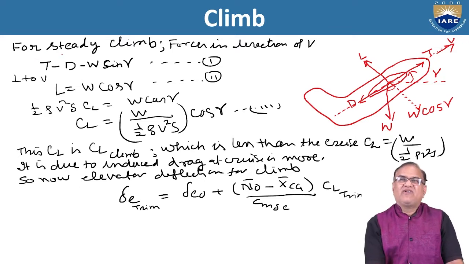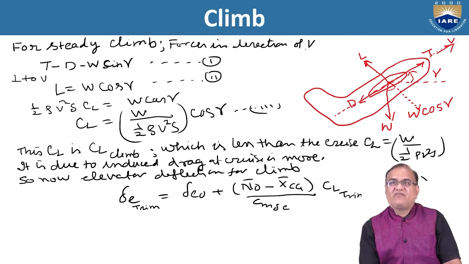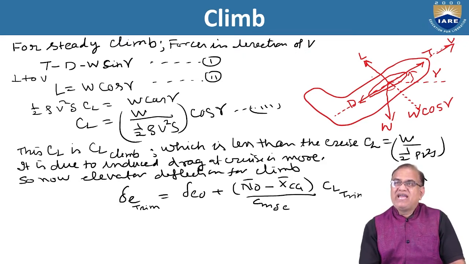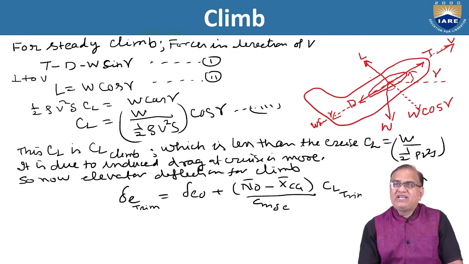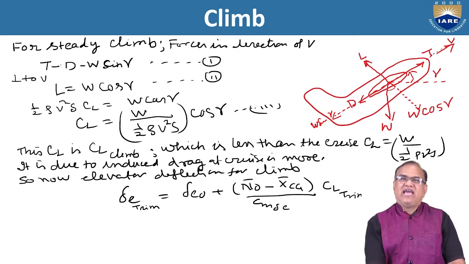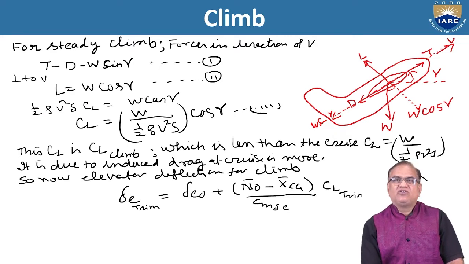For a steady climb, the force in the direction of the velocity V is T minus D minus W sin gamma, since W sin gamma also acts in this direction. And for the vertical forces, lift will be W cos gamma. So here we can write L is equal to half rho V square S CL is equal to W cos gamma. So this CL is equal to W cos gamma divided by half rho V square S. This CL is CL climb.